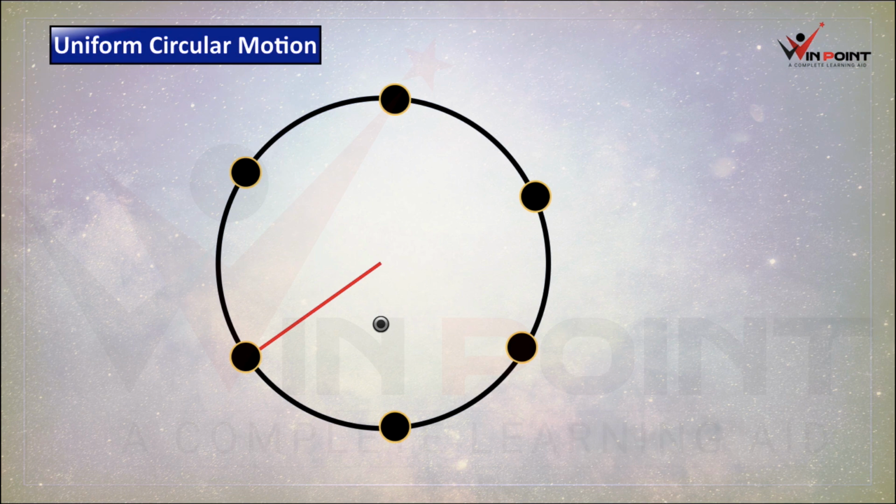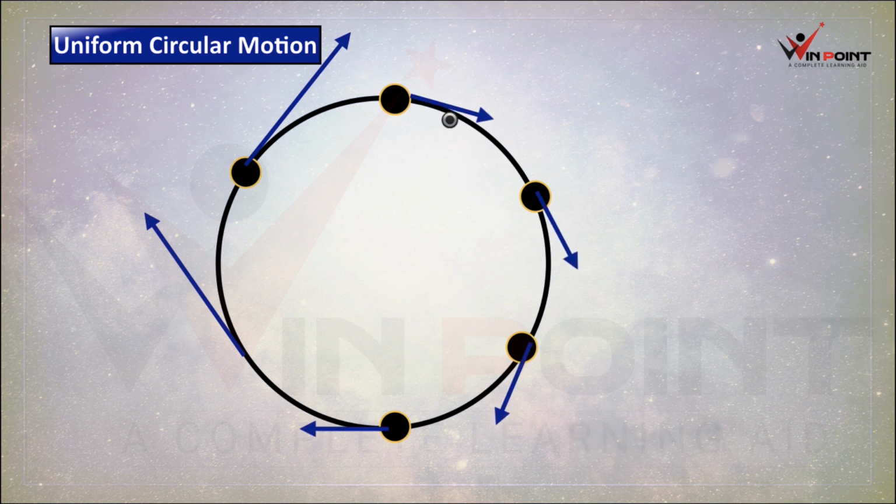If the thread is breaking, what is going to happen? This object will go away from this circular path, right? It will be the path. It is like a tangent, right? It is a tangent. And at this position, again, the direction of motion is this one, tangential. In all positions, the direction of motion is changing. Because of that, we can say that the object is accelerating.